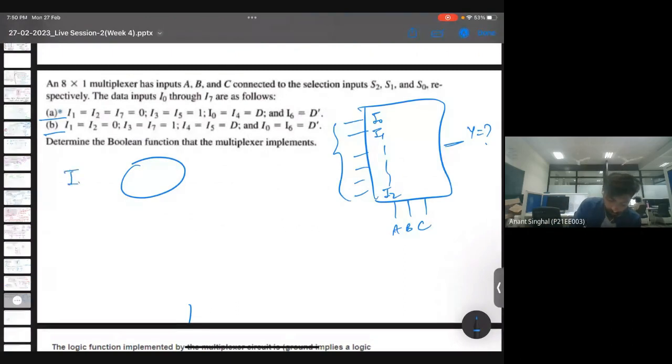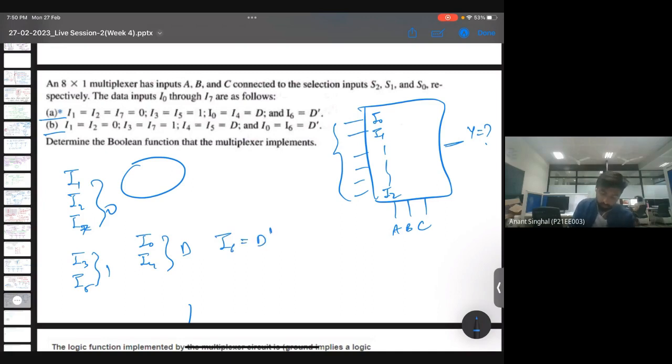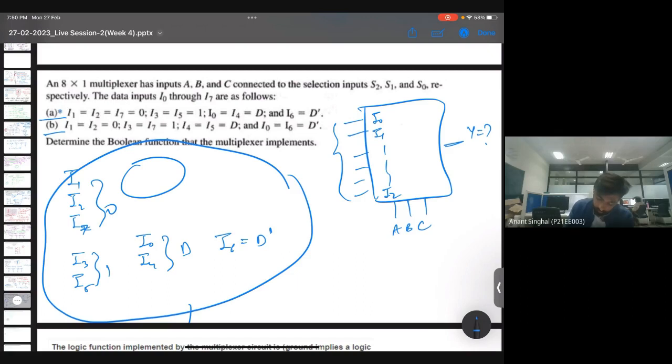I'll write them fast. I1, I2 and I7 are 0, then I3, I5 are 1, then I0, I4 are D, I6 is D bar. This is for option A. And for B, I1, I2 are 0, then I3, I7 are 1, I4, I5 are D, and then I0, I6 are D bar.